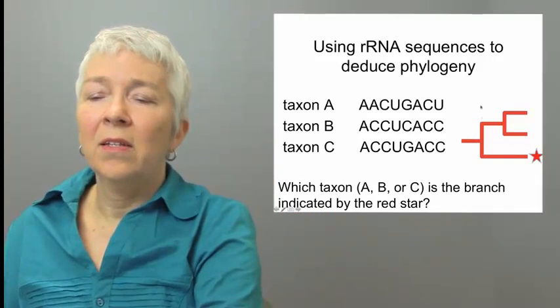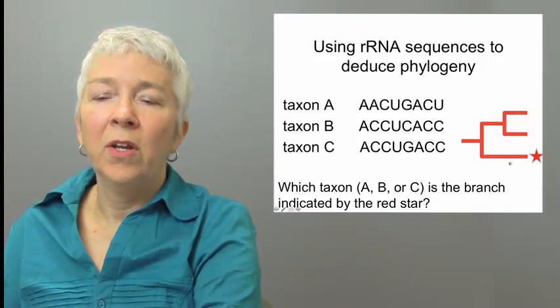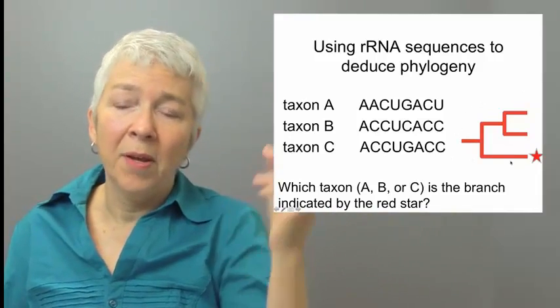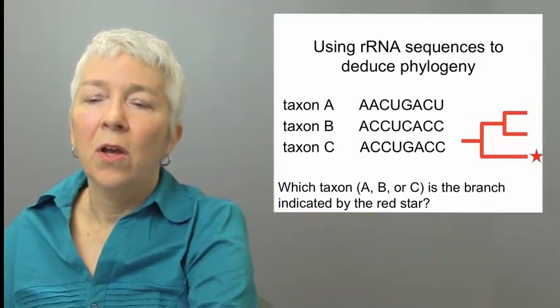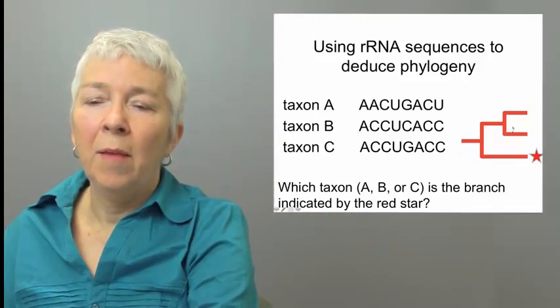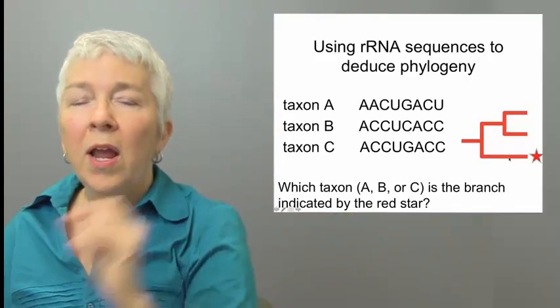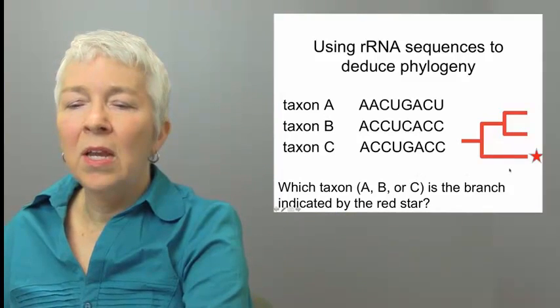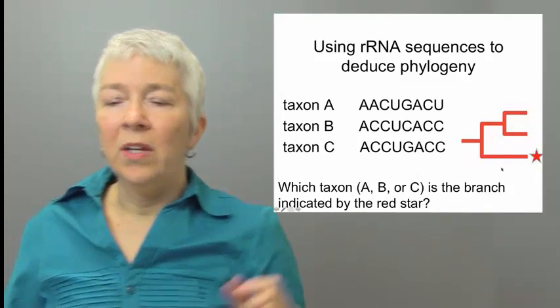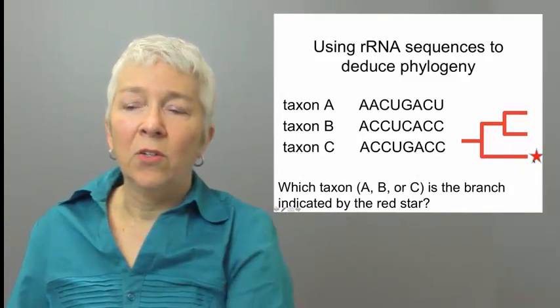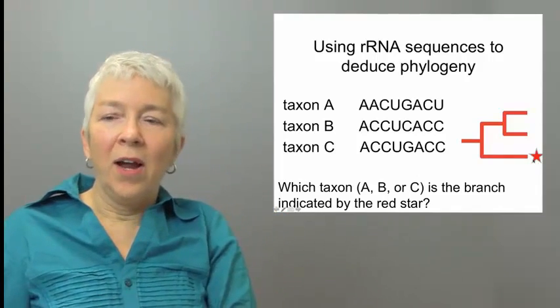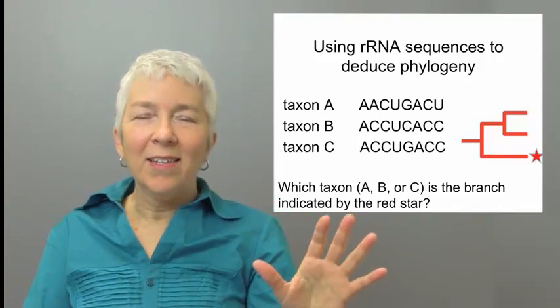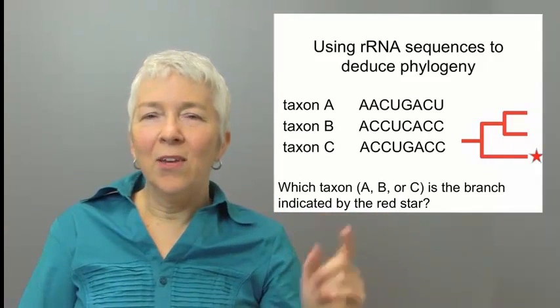For these taxa, let's assume we can draw a phylogenetic tree shown here. So it's more simple than the ones we were just looking at because there's only 3 branches. So we would put A, B, and C on here in some order. And I want you to consider which taxon, would it be A, B, or C, would be this branch indicated by the red star right there. And so I encourage you now to pause the video and consider that and see if you can figure it out.